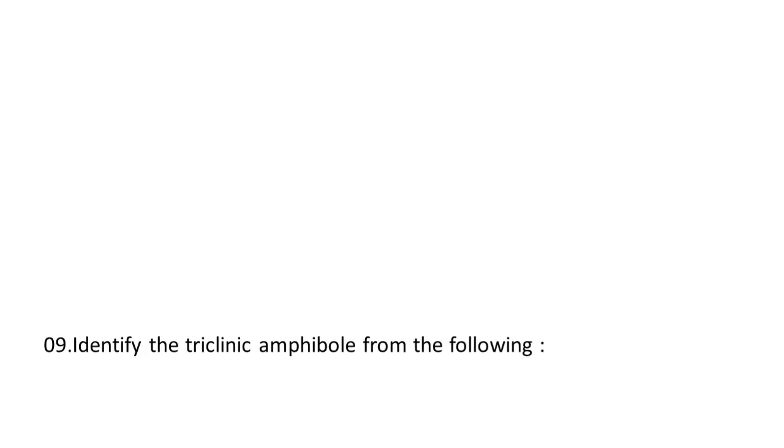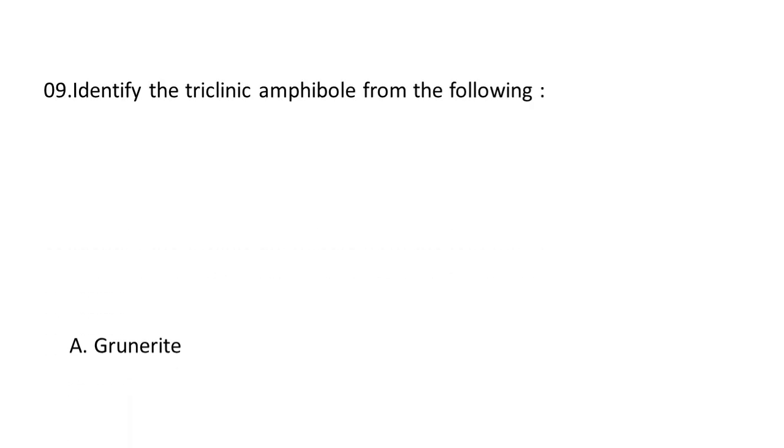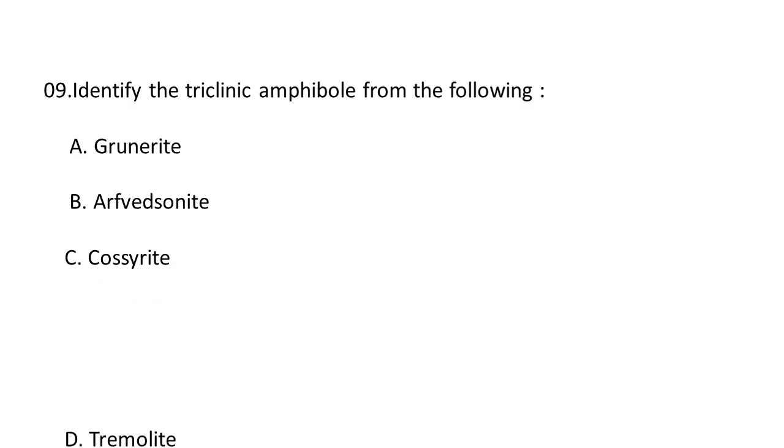Next question. Identify the triclinic amphibole from the following. A. grunerite, B. arfvedsonite, C. cossyrite, D. tremolite. The triclinic amphibole is cossyrite. Grunerite is a monoclinic amphibole mineral, meaning that it crystallizes in the monoclinic crystal system. Arfvedsonite is a sodium amphibole mineral, and it crystallizes in the monoclinic prismatic crystal system. Tremolite is a monoclinic amphibole mineral as well.